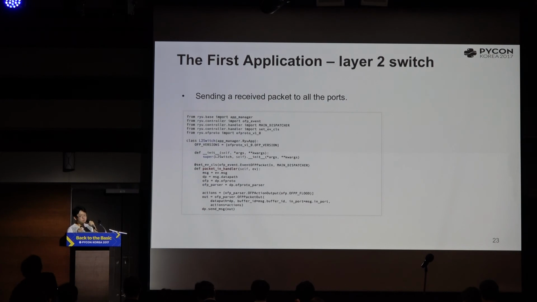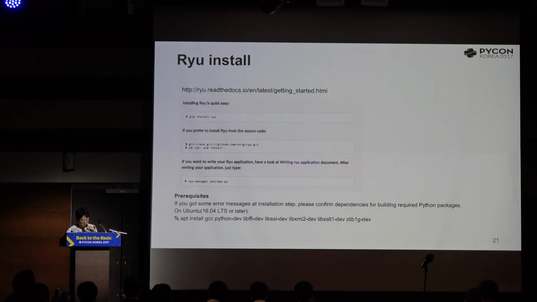A packet comes in to one port and goes out to all the other ports, except the port that it came in on. You set the action, the datapath and every argument, and then you send out this packet. That's basically how the dumb L2 switch works. If you want to try something more complicated than this, you can go to the website and try for yourself after this presentation.